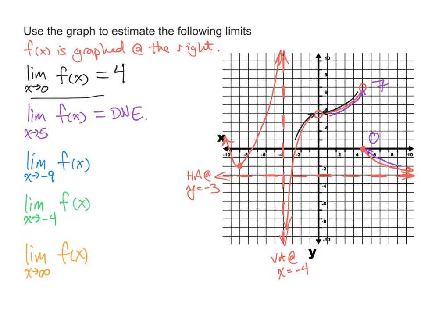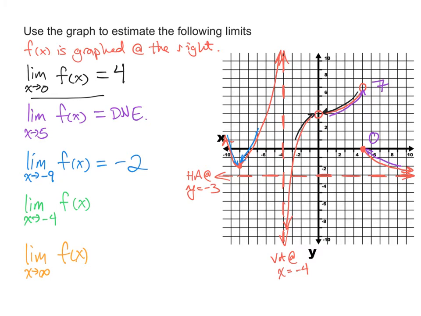Next, over here, this limit as x approaches -9. Well, as you approach -9 from the left side, it looks like it's trying to get to that y value of -2. And as the graph approaches -9 from the right side, it looks like the graph is also approaching a y value of -2. So since from both sides this graph is approaching the same y value, we can say that this limit does exist, and the answer is -2.